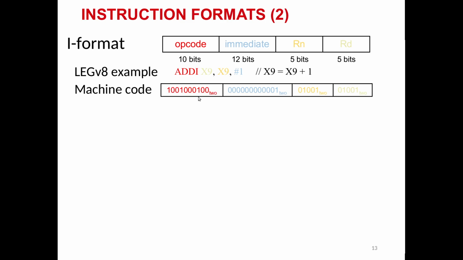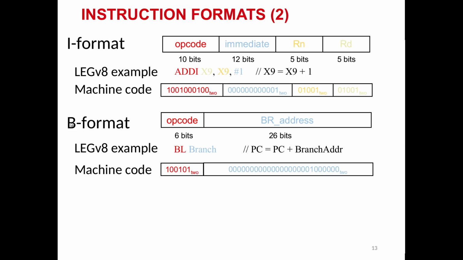This is the 10-bit opcode for ADDI, and then here is the immediate value, that is 1, and here you can see the value 9 represented for Rn, or X9, and then Rd is also equal to 9.